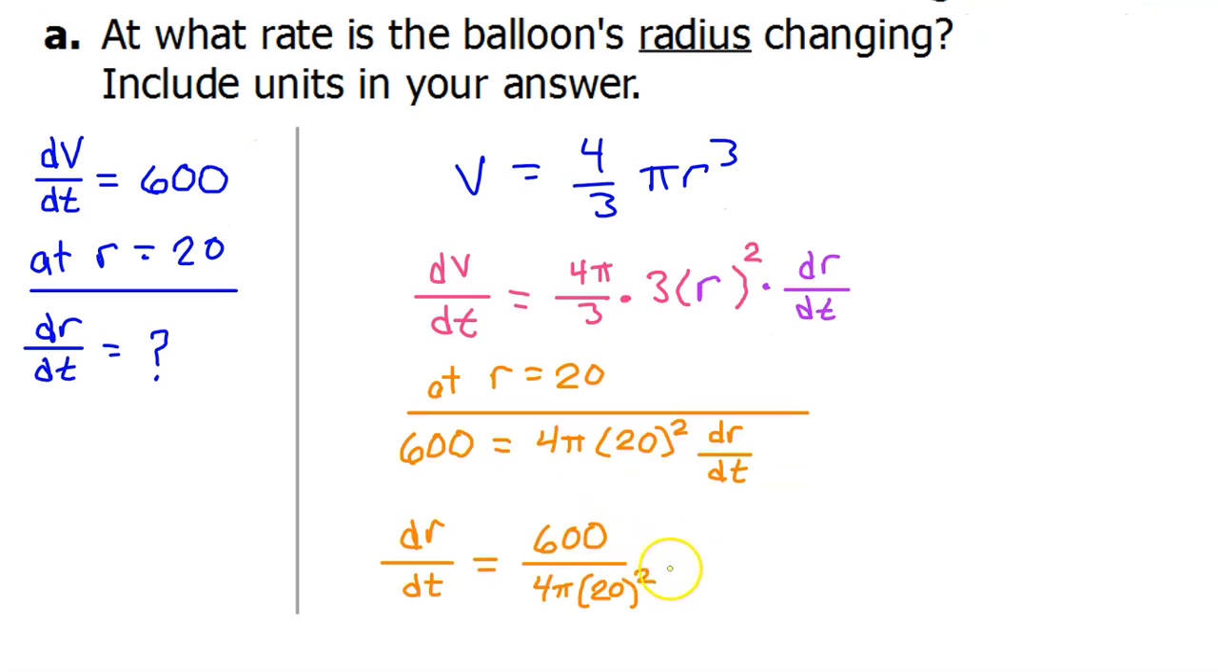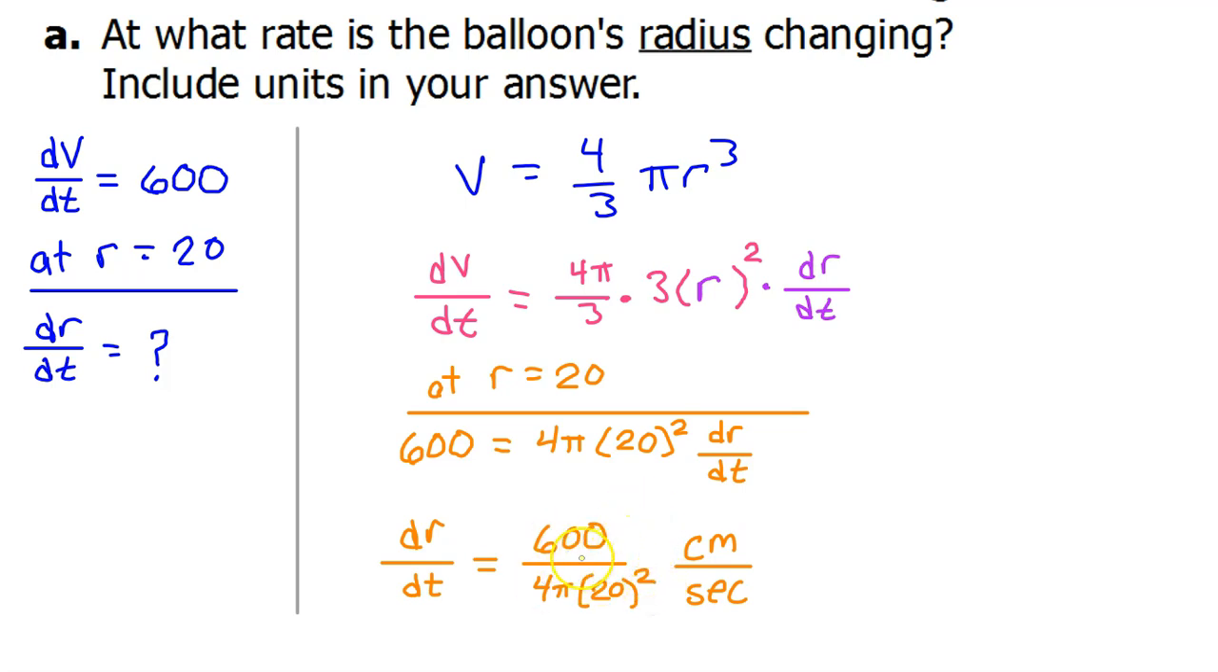As long as you include units here, you are allowed to leave your answer like this. dr/dt, this is the change in radius divided by the change in time. The units of length in this problem are centimeters, and the units of time are seconds. So the units will be centimeters per second. So that is a full credit answer.